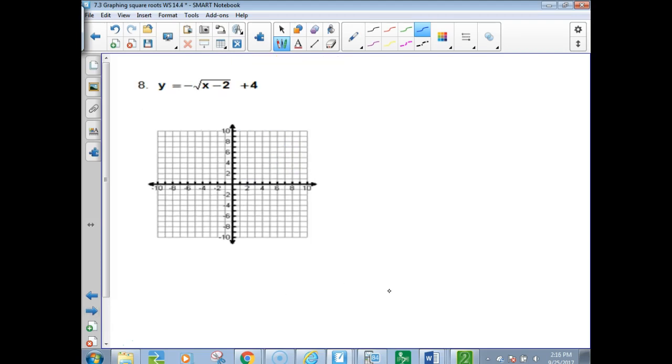Okay, try number 9. So that negative sign reflects over the x-axis. This is a horizontal shift right 2, and vertically up 4. So I'm going to see if I can start at 2, 4.